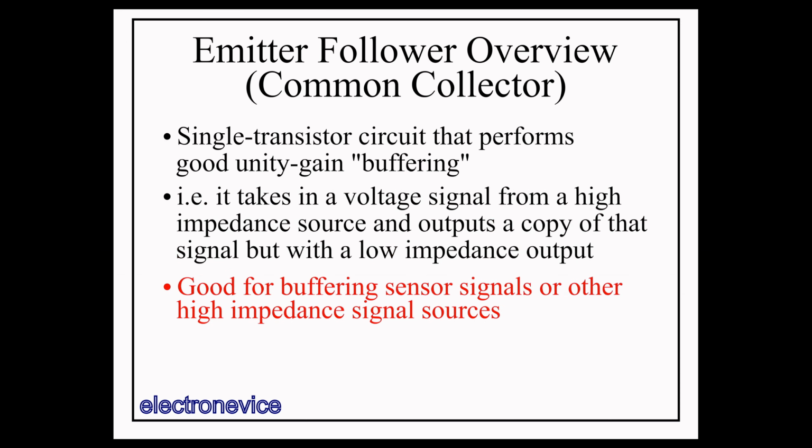This is a very useful circuit because many circuits must be driven by sources that have relatively low output impedance, and many sensors or transducers have high output impedance. And so in order to have a sensor signal drive a circuit that requires a low impedance source, you need something to serve as a buffer between the sensor and the circuit to be driven. The emitter-follower circuit can provide this functionality.